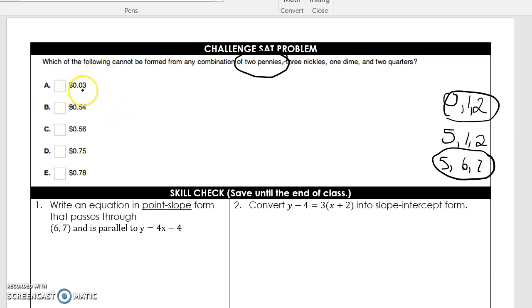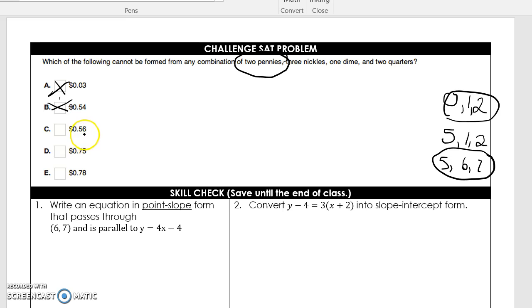So is there any way to get 3 cents if you only have 2 pennies? No. How about 54 cents? Well, let's talk about that. Can you get 54 cents? You can get 50 cents, but can you get that 54? No. So you can't get 3, you can't get 54.